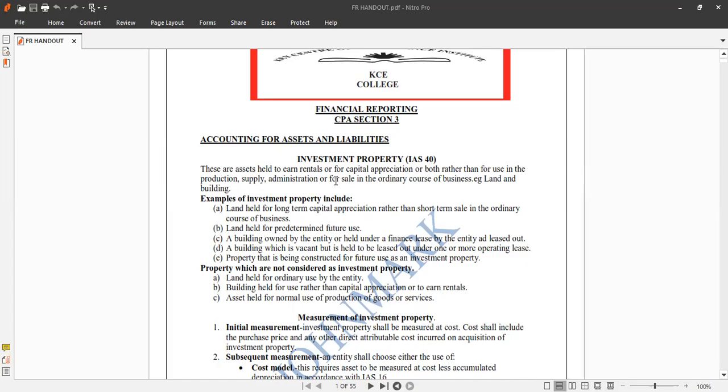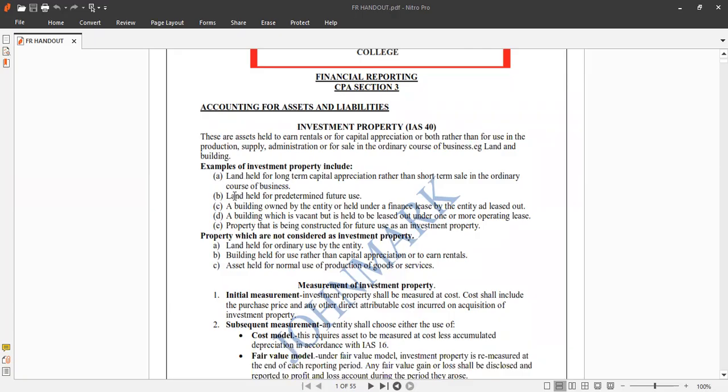Now, if you're using that land or that building in day-to-day operation, therefore it's not an investment property, and therefore it goes to property, plant and equipment. But investment properties are strictly just held to earn rentals or for capital appreciation, e.g. land and buildings. Then we have examples of investment property, which include land held for long-term capital appreciation rather than short-term sale in the ordinary course of the business.